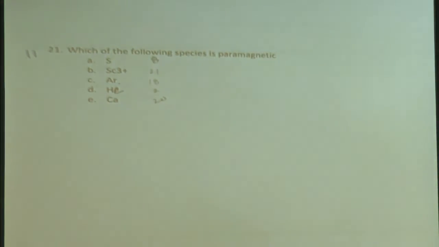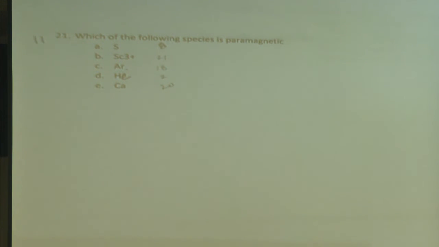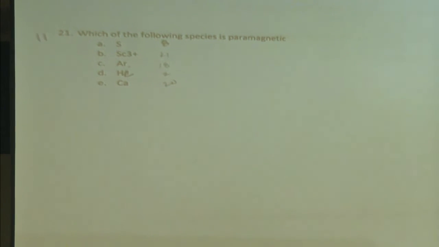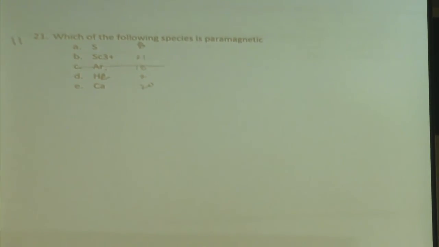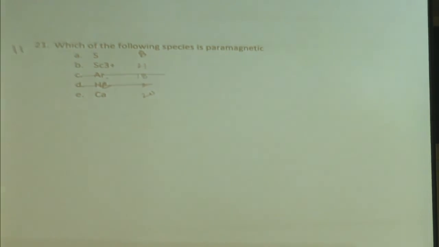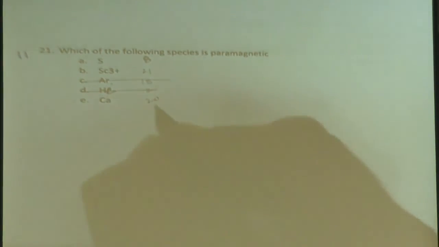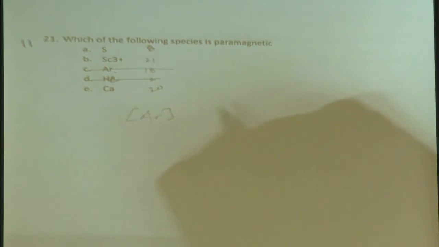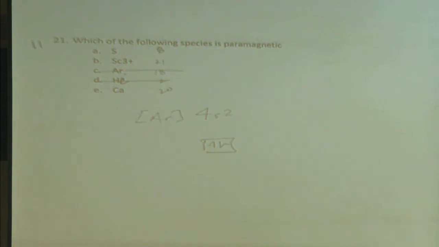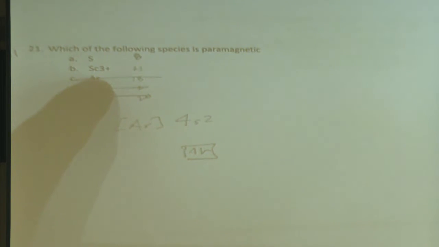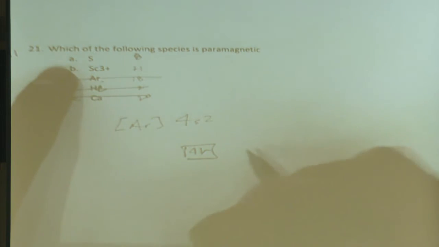Now argon, you guys can't see it. Argon is a noble gas, right? So noble gases, are they ever paramagnetic? No. So we know argon's going to be diamagnetic. What about helium? Same thing. It's going to be diamagnetic. Calcium. For calcium, we have argon 4s2. Is that diamagnetic or paramagnetic? Diamagnetic. For this Sc3 plus, we have the same thing. It looks like this. Oh, that's wrong.